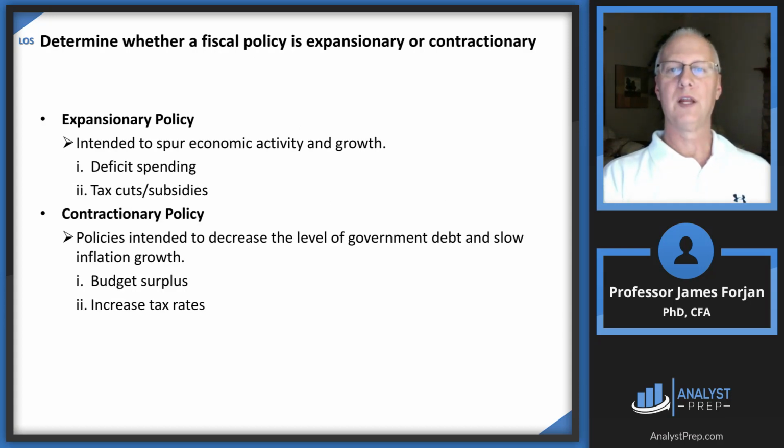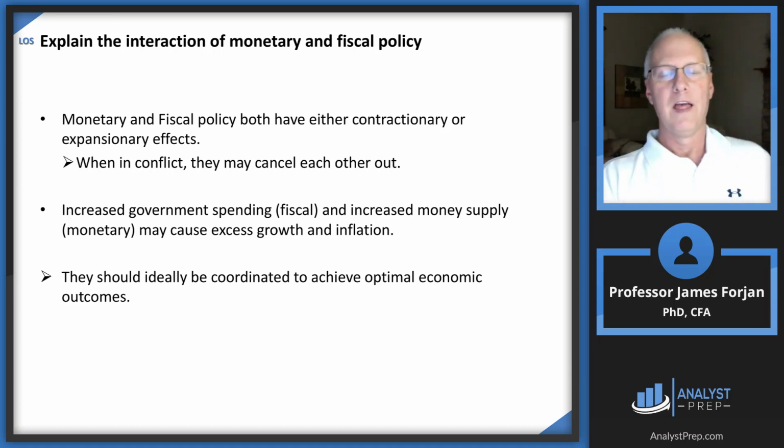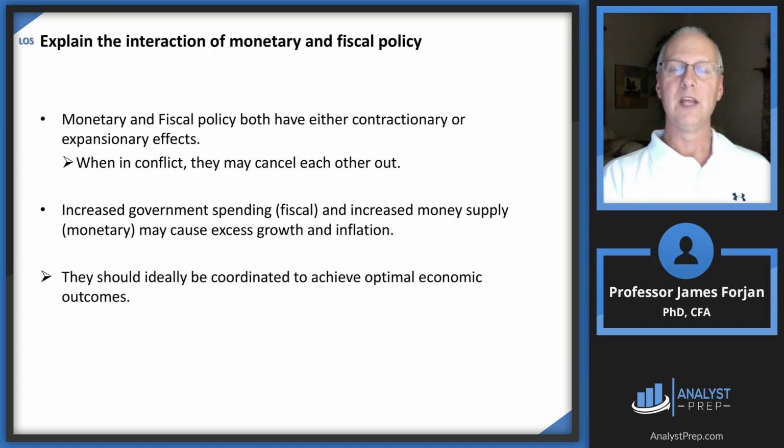All right, fiscal policy, is it expansionary or contractionary? This is a similar LOS to monetary policy. So expansionary policy means deficit spending and tax cuts and some subsidies. And then contractionary is just the opposite. Now, I've been hinting at this throughout the slide deck. What about the interaction between monetary and fiscal policy? Think about it. You have the Congress over here, and then you have the central bankers over here. And there's the possibility that these two organizations don't talk to each other. And so one might have one plan, the other one might have a different plan, so they might cancel each other out. Or they might compound each other.